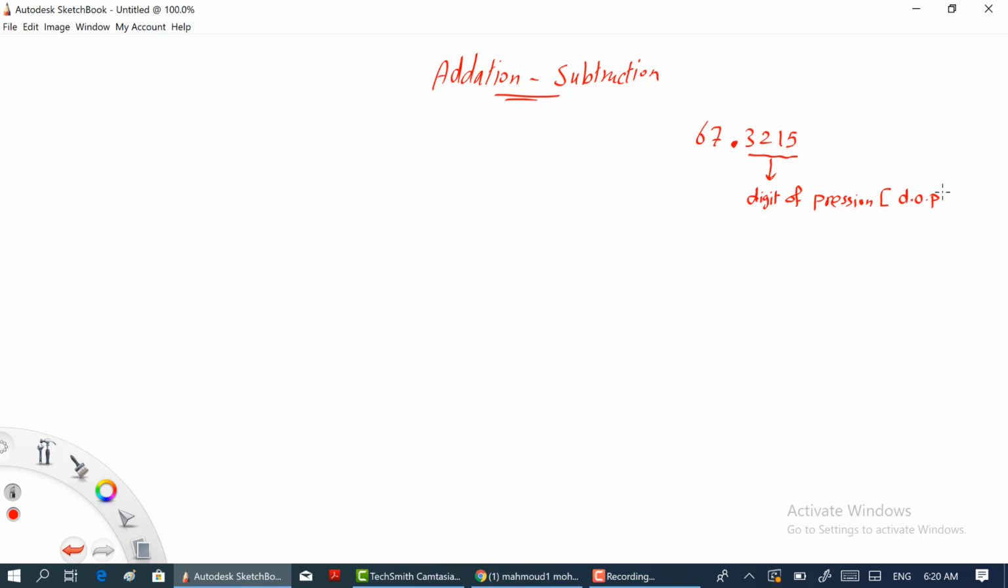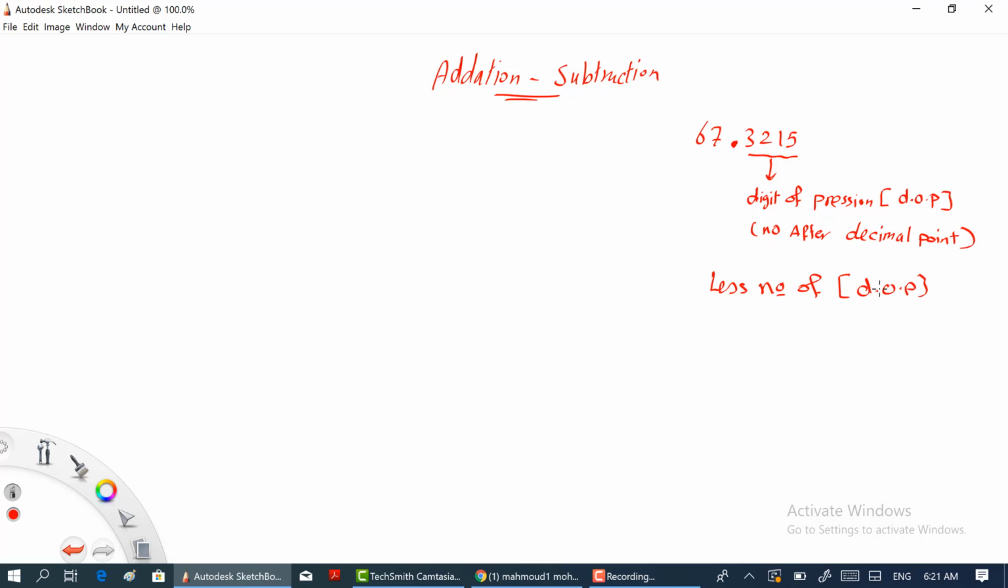DOP, the number after the decimal point, is called the digit of precision. The number of significant figures is calculated according to the lesser number of DOP.